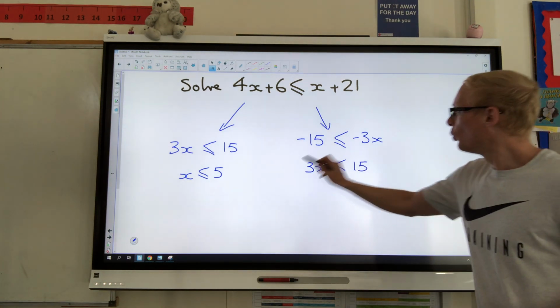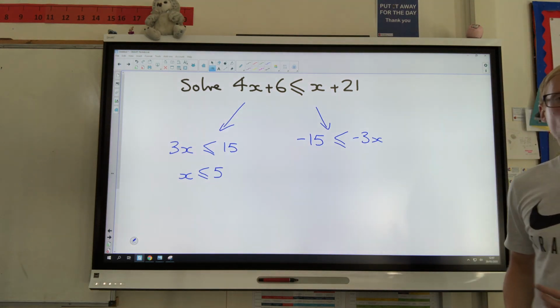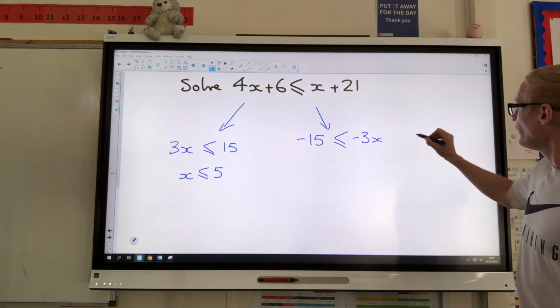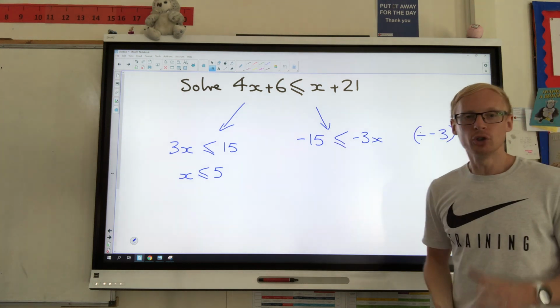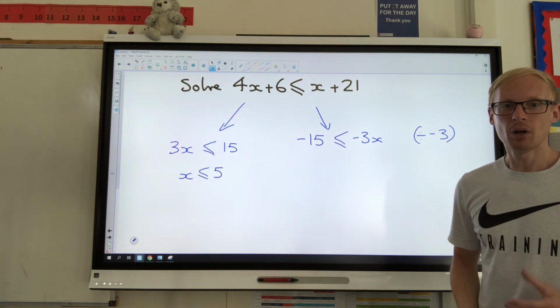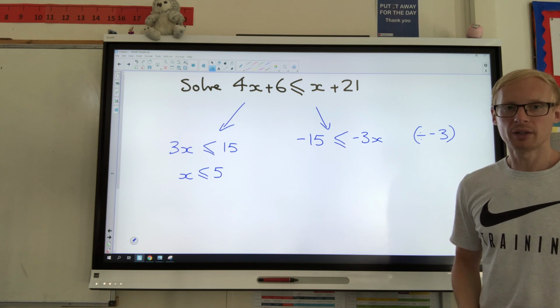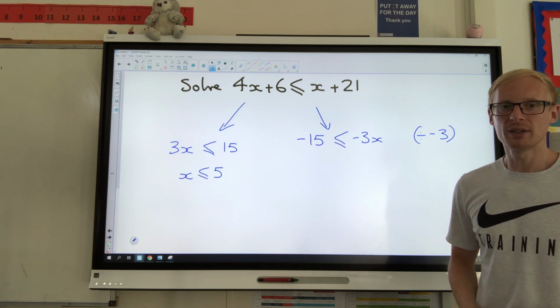Now, what you will hear a lot of times and what you will see on a lot of videos is that if you want to divide by a negative number, so if you get down to this point and you want to divide both sides by a negative number, you must swap the sign. Okay, you must swap the inequality sign.